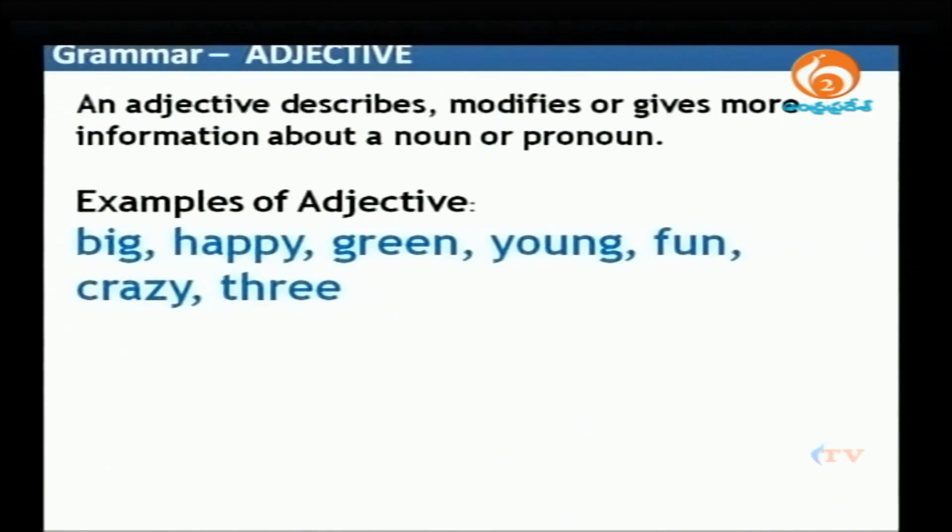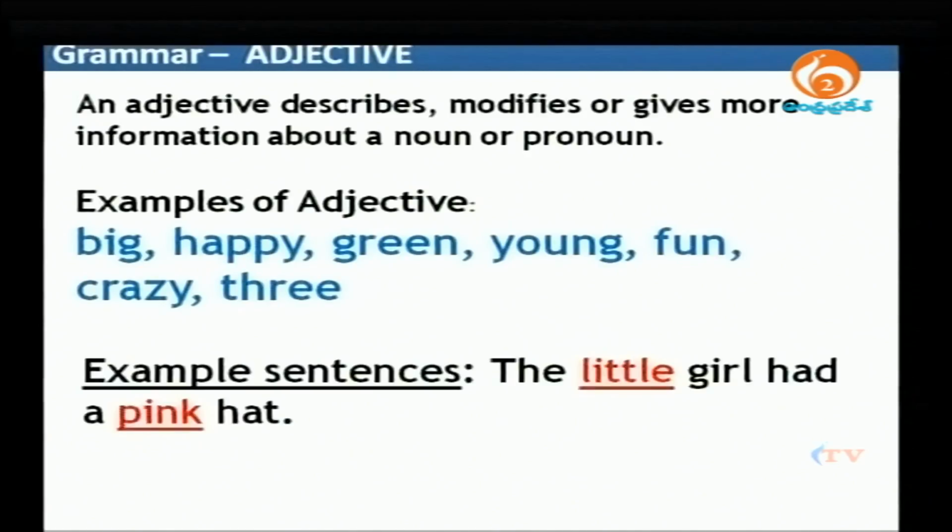Now what do we mean by adjective? Like I said, it defines the noun. An adjective describes, modifies, or gives more information about a noun or pronoun. Examples of adjectives: big, happy, green, young, fun, crazy, three. All these are some of the examples, but there could be many, many more. Example: the little girl had a pink hat. The little girl, what girl? Little girl. What kind of hat? Pink hat. So hat is a noun, girl is a noun. You have an adjective defining the noun. So little and pink are adjectives.